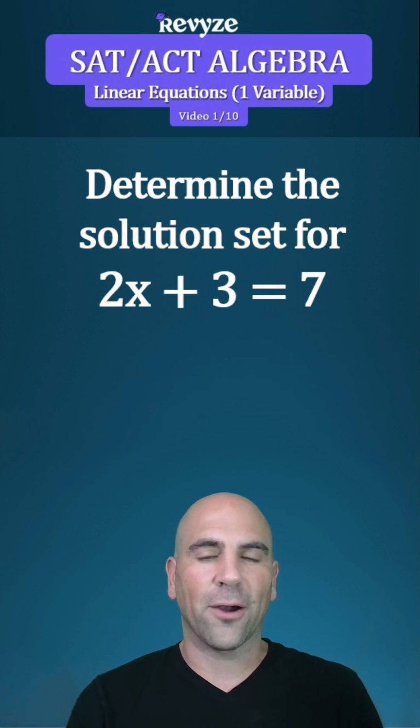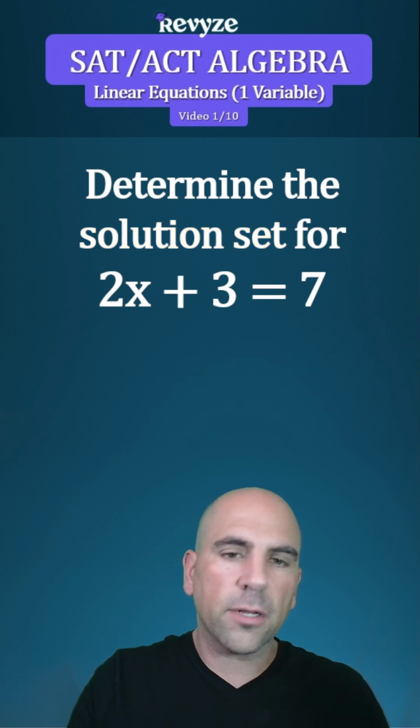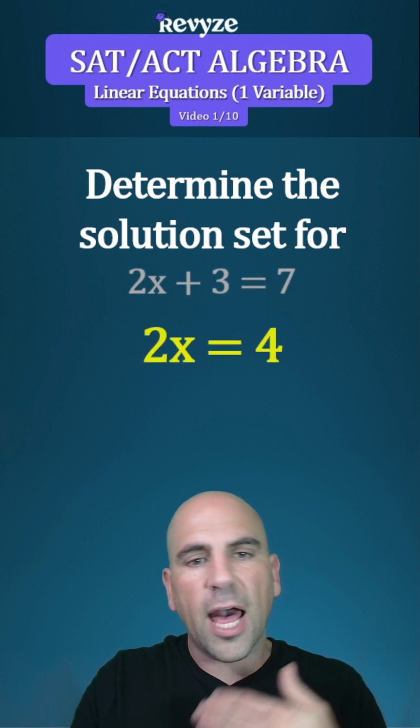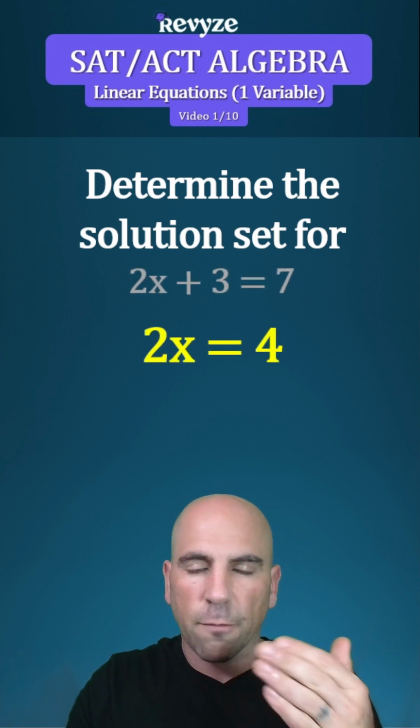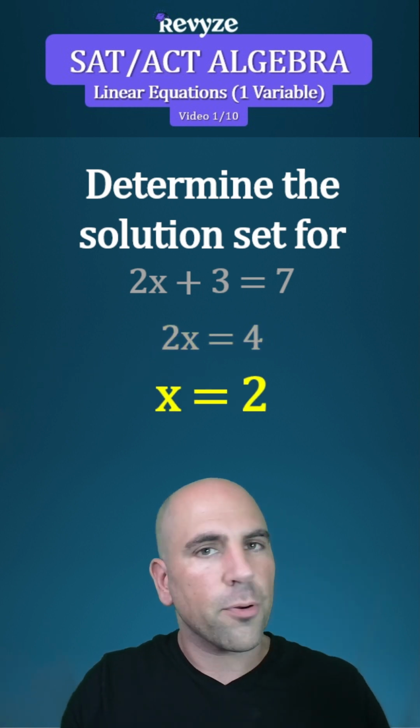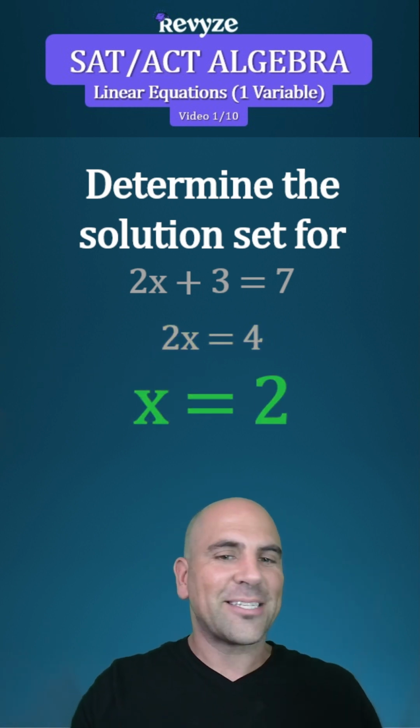All right, so here you go. 2x plus 3 equals 7. Let's take that 3 away from both sides, and we've got 2x equals 4. Of course, we get x by itself by dividing by 2, and then you see this problem is very simple as well. x equals 2.